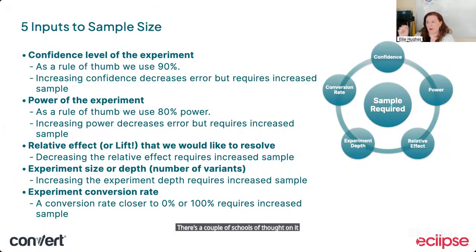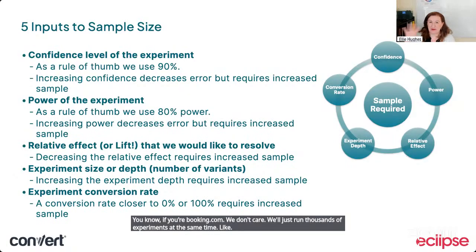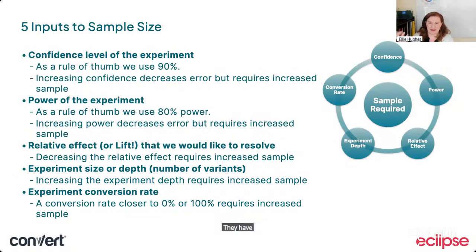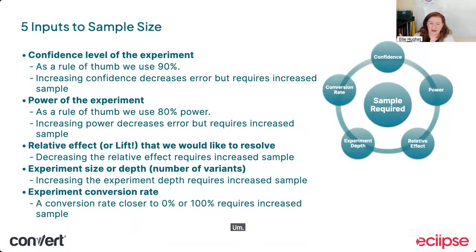Some people are like, well, if you're booking.com, we don't care. We'll just run thousands of experiments at the same time, in the nicest way possible. They have some controls built into their statistical platform that help them detect it when it's really bad. But in theory, as long as it's not a super negative interaction between 2 tests, you should be okay. But that's the point, is they're at the size where they don't care, right?